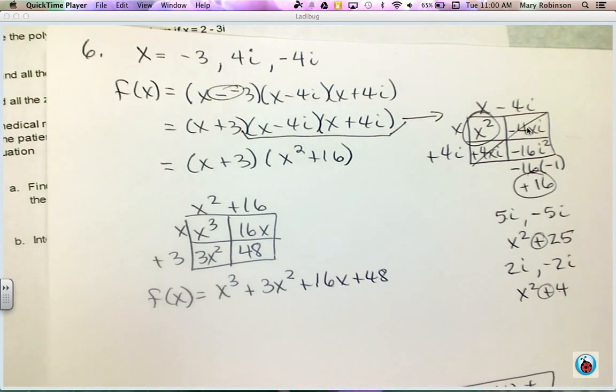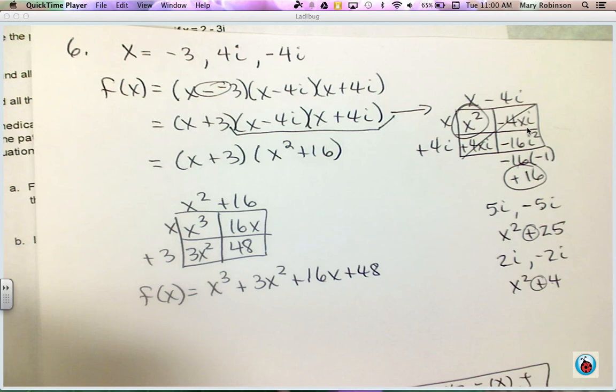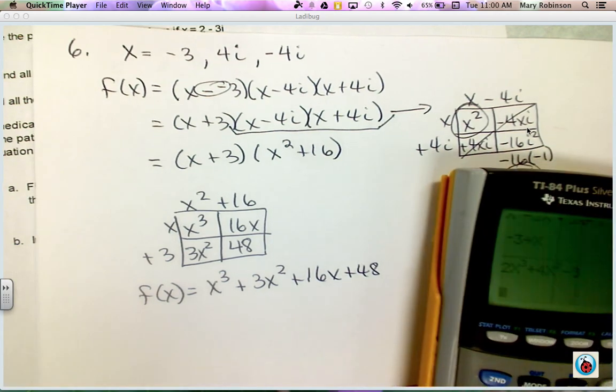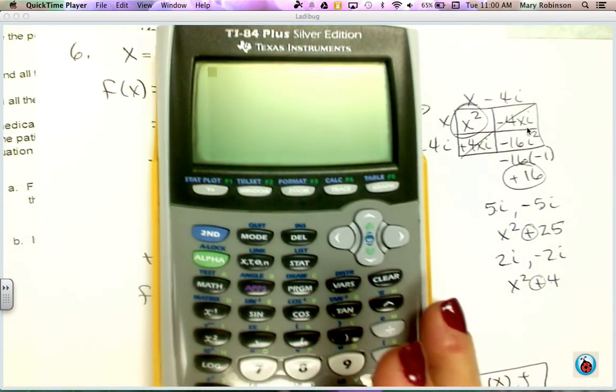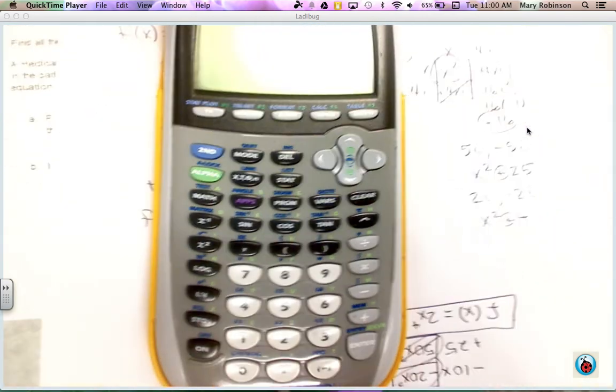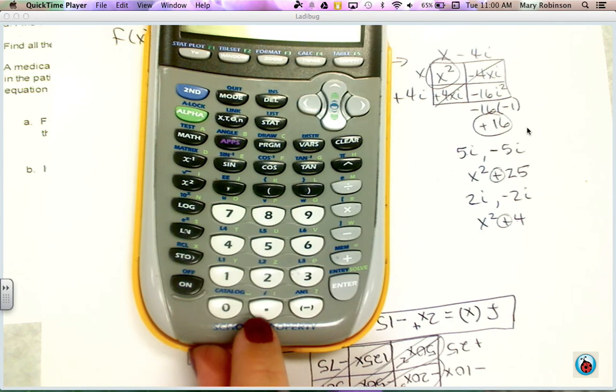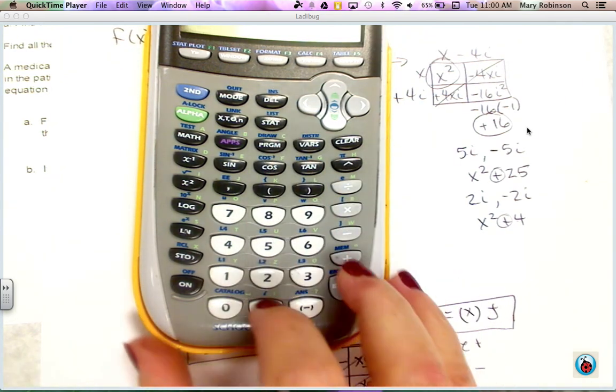And there really is no other way to check that other than using your home screen. So I'm going to now show you how to put a complex number in on your calculator. If you look above the decimal key, you're going to see an i.